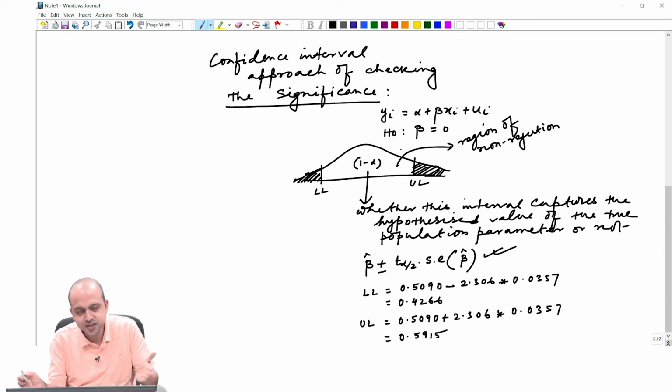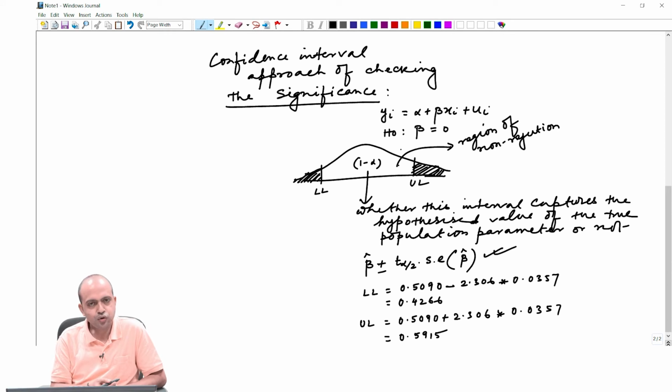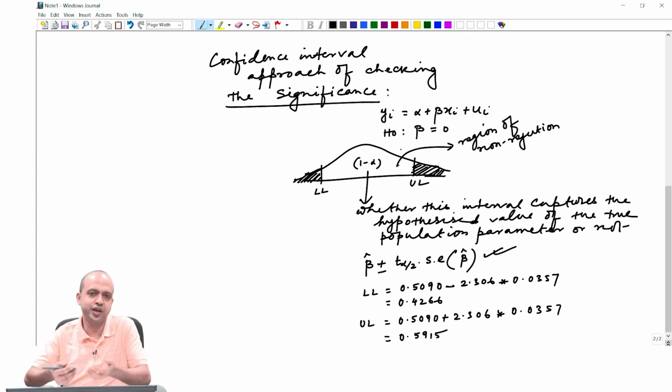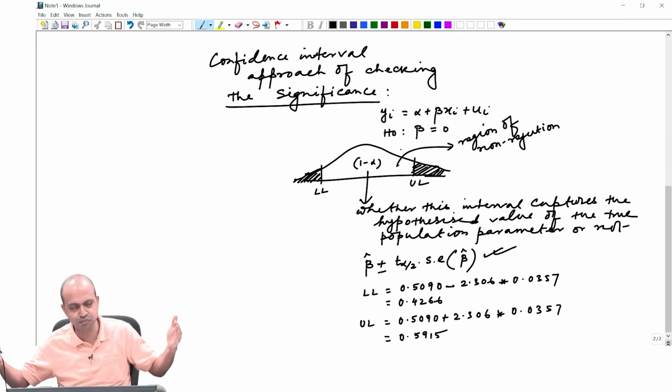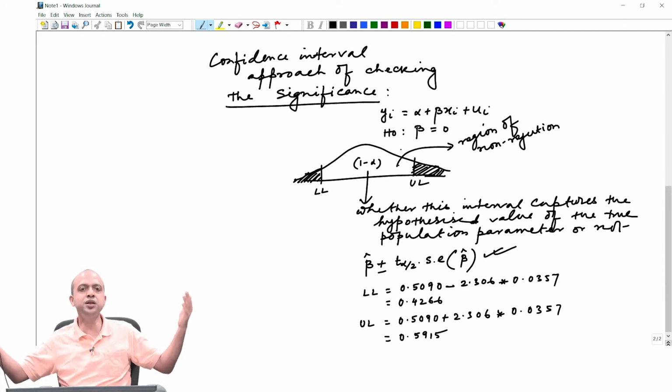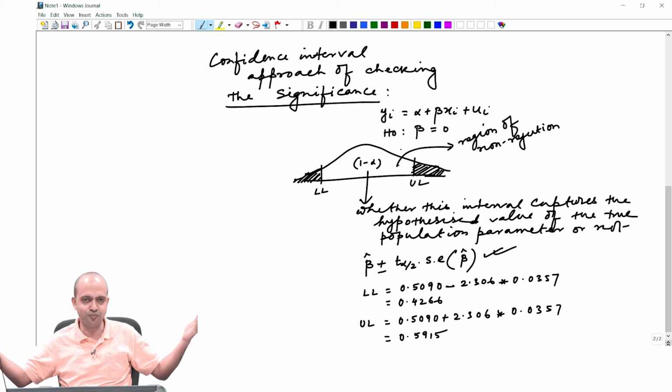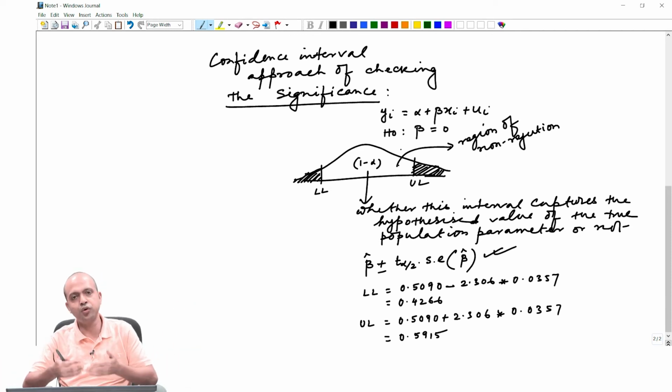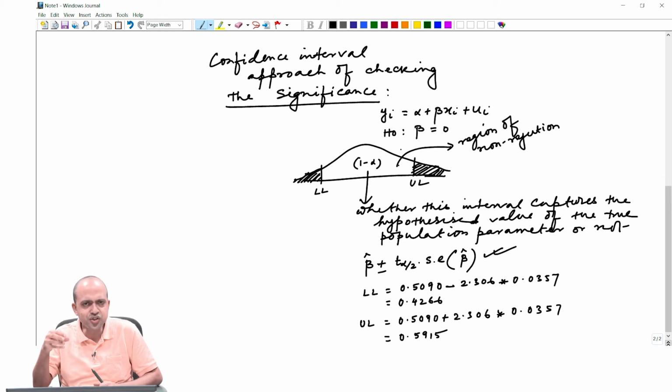and if this size is higher, obviously it would be highly probable that each and every hypothesized value of the true population parameter will be captured by this interval. If the interval is much wider, a much wider interval will automatically capture the true hypothesized value. That is not a great deal. So, your decision making would be precise only if your standard error is precise.